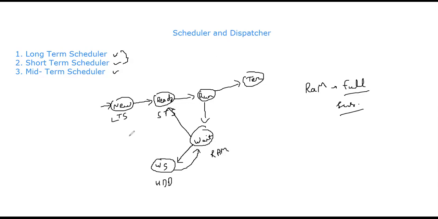Similarly, we had one more state, that is ready suspended. And how it works: when ready is full, it will send processes from ready to ready suspended, and again it will revert back from wait suspended. If processes are now ready, they will be sent to the ready state. So ready suspended is again in the hard disk.